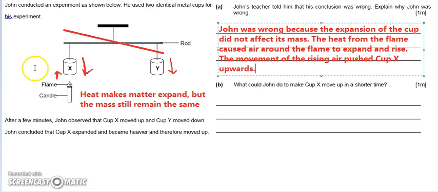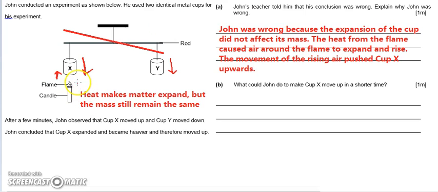We know that the heat here caused the air here to expand because it heats up. We know that warm air rises. So when warm air rises, it pushes up the cup, causing the entire thing to tilt. Now, what could John do to make cup X move up in a shorter time? There are several things here that could make this force greater. Can you think of some before I tell you the answer? A few things here can make the force greater.